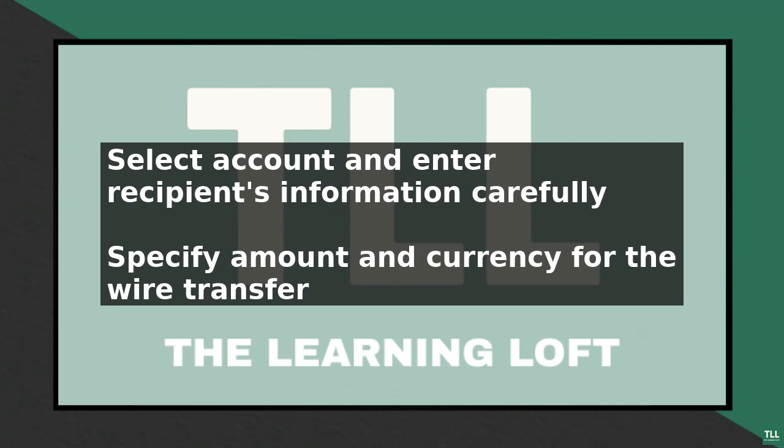You may be required to enter a security code or answer a security question to authorize the transfer. After confirming the transfer, you will receive a confirmation number, which you should keep for your records. You can also track the status of your wire transfer online or through the mobile app.